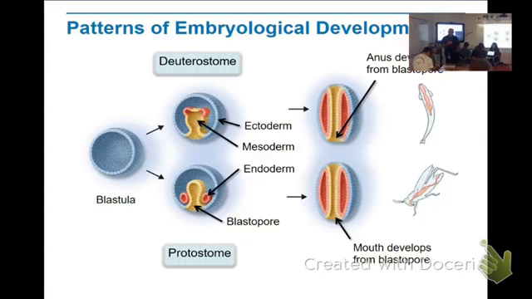But we need to recognize when we see the word stome, hey, it's referring to the mouth. And then maybe you can remember a little bit about where it develops and where it comes from. Okay? But that's just the way that we use to classify all the animals, is how did their mouth and anus develop? Where did it come from? What tissue layer developed into that?